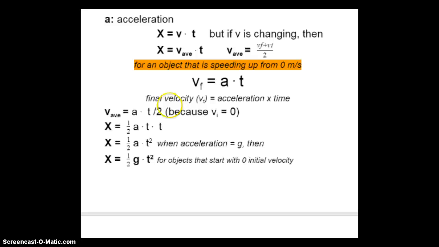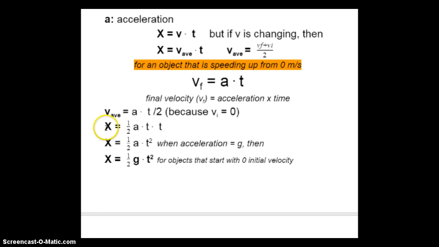Let's just take a look at that. So we know that our final velocity is really our acceleration times our time. That's assuming that we're starting at a velocity of 0, and we've got that listed here. So if I want to go through and do a little substitution, I know my average velocity is my final velocity divided by 2, assuming that I started at 0 velocity. So I can see it's acceleration times time, that's our final velocity, divided by 2.